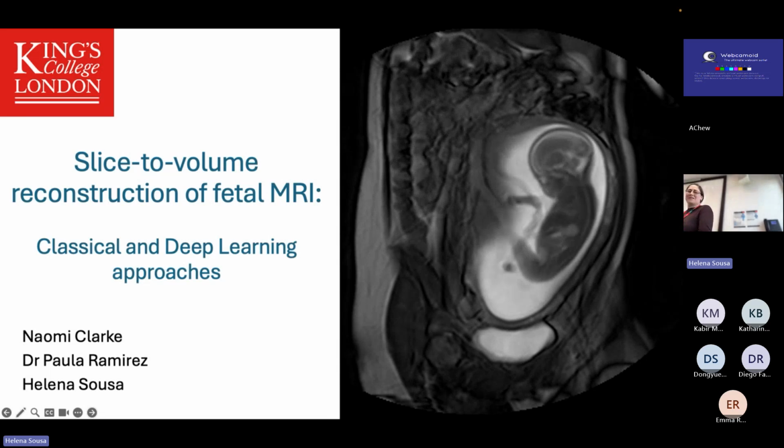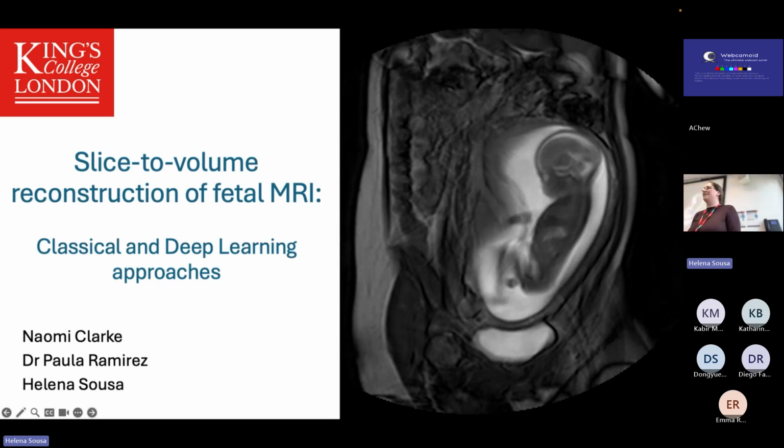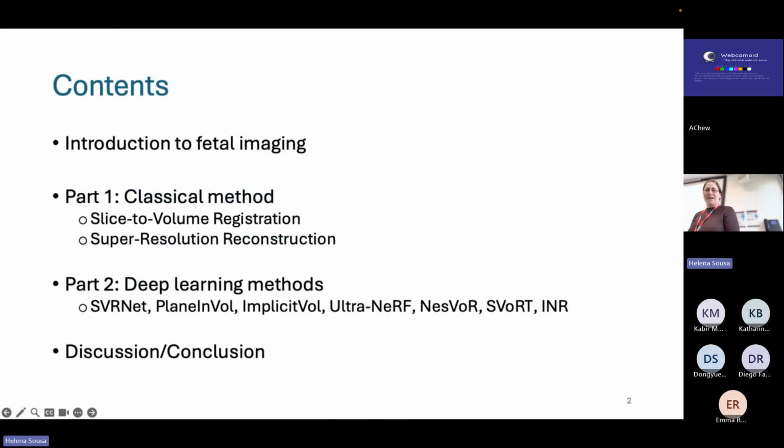We're going to be talking about slice to volume reconstruction of fetal MRI. And we're going to start with an introduction to fetal imaging and then look first of all at the classical method and two particular techniques, which are slice to volume registration and super resolution reconstruction. We'll then be in the second part looking at deep learning methods and then drawing our conclusion from this.